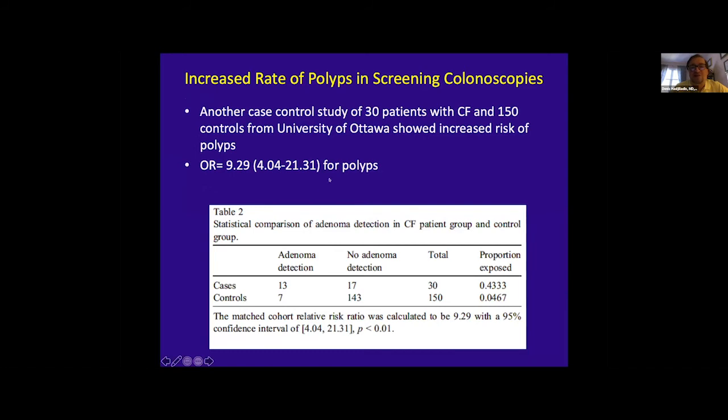Finally, this study was replicated at the University of Ottawa, which used a protocol of doing colonoscopies on patients with CF and matched controls. Again, they found the same thing. So it was confirmed again.